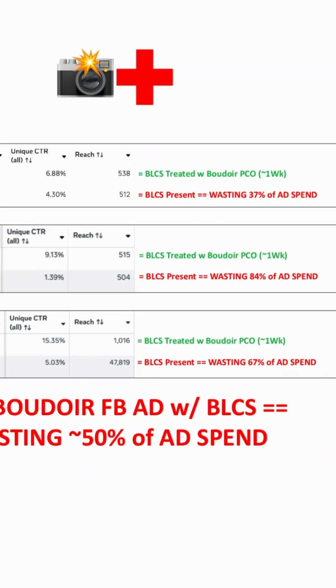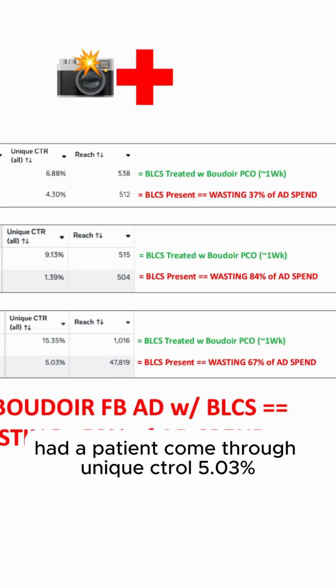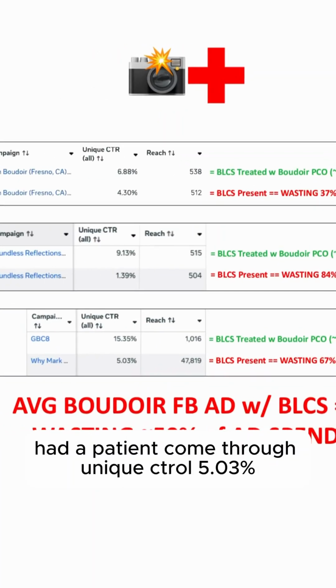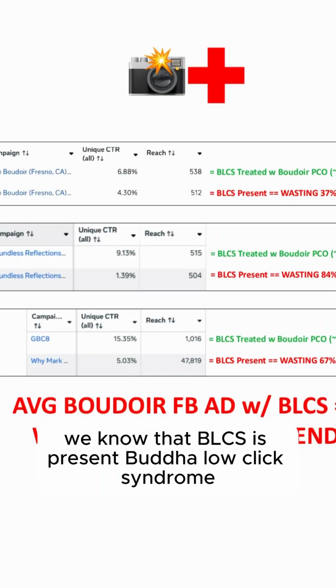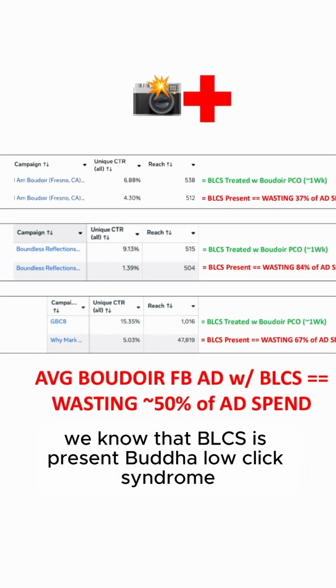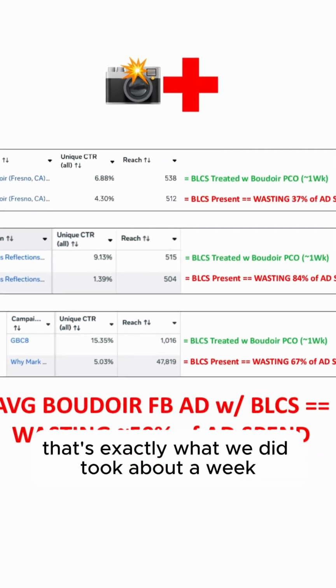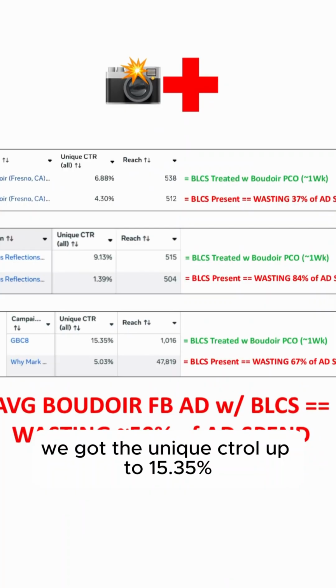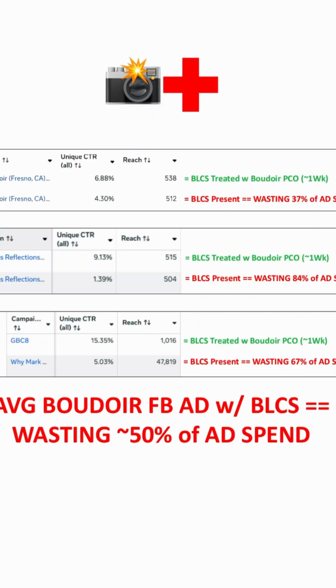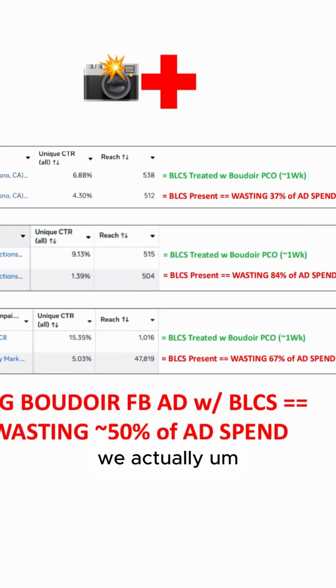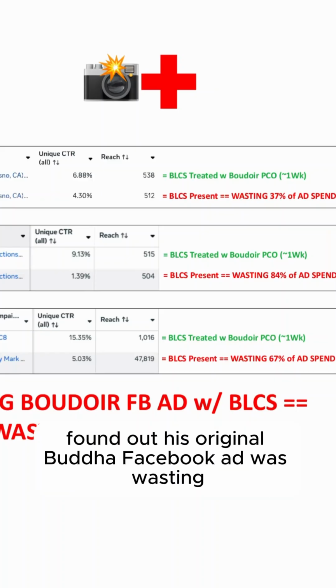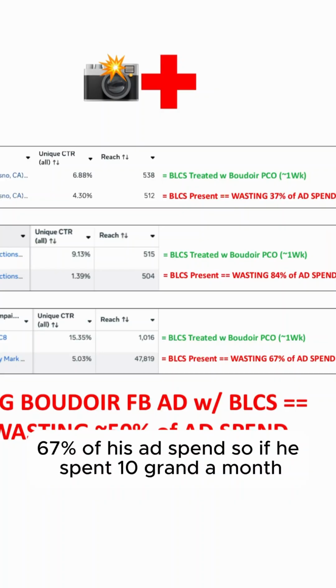Finally, had a patient come through, unique CTRL 5.03%. So that's under 6%. We know that BLCS is present, Boudoir low click syndrome. So we know we can treat it with Boudoir Pico. And that's exactly what we did. Took about a week. We got the unique CTRL up to 15.35%. And when we did that, we found out his original Boudoir Facebook ad was wasting 67% of his ad spend.